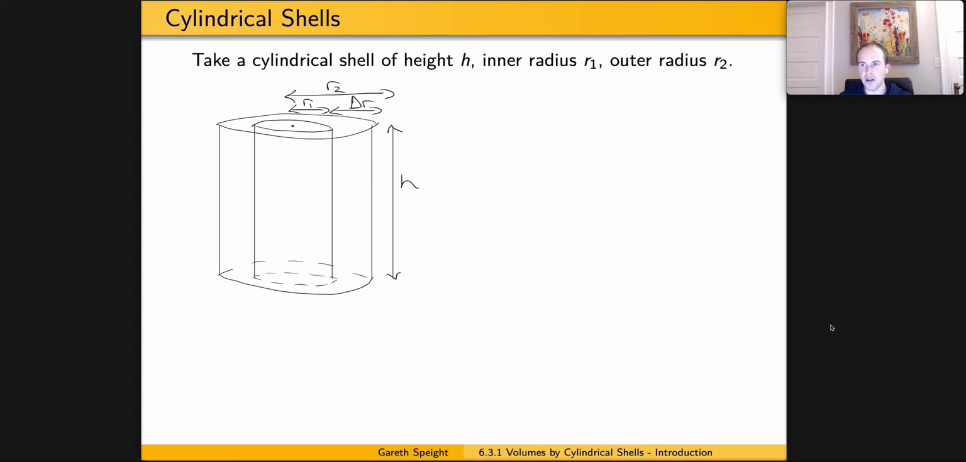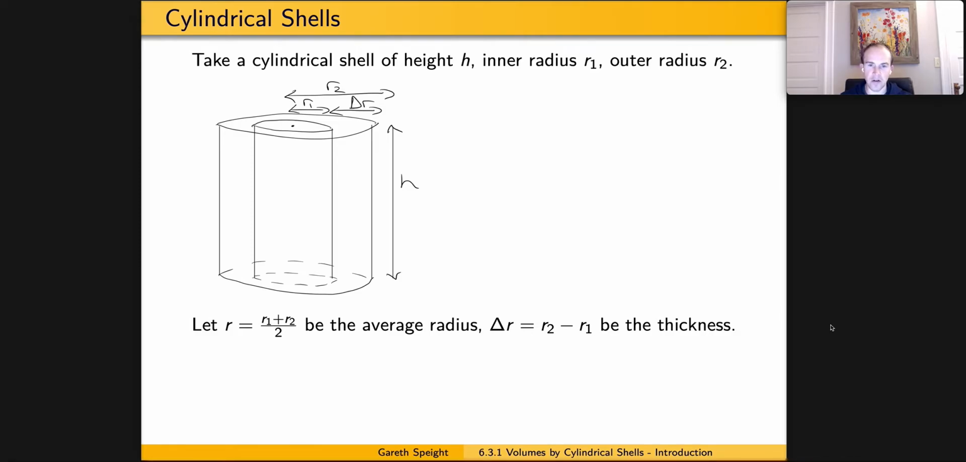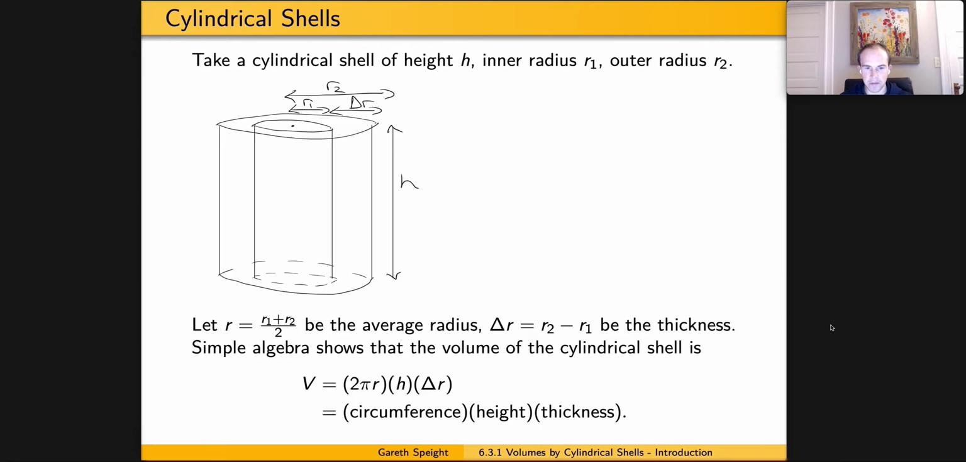How do we find its volume? Well, we could just do the volume of the big cylinder minus the volume of the small cylinder. But there's going to be a helpful way to write that, so I'm going to skip the algebra. Let's say r is (r1 plus r2) divided by 2. So r is the average radius, the average of the inner and outer radius. And delta r equals r2 minus r1.